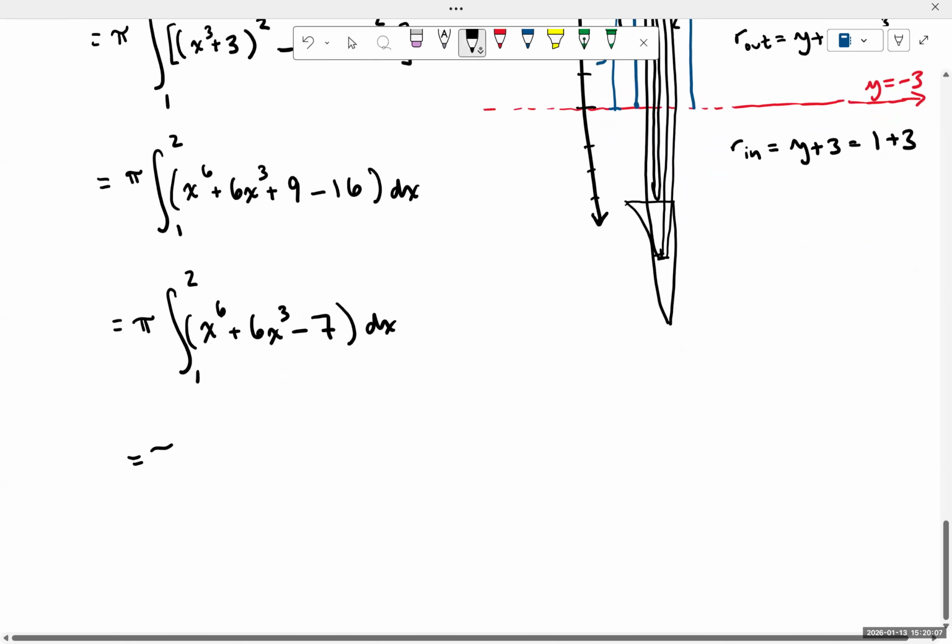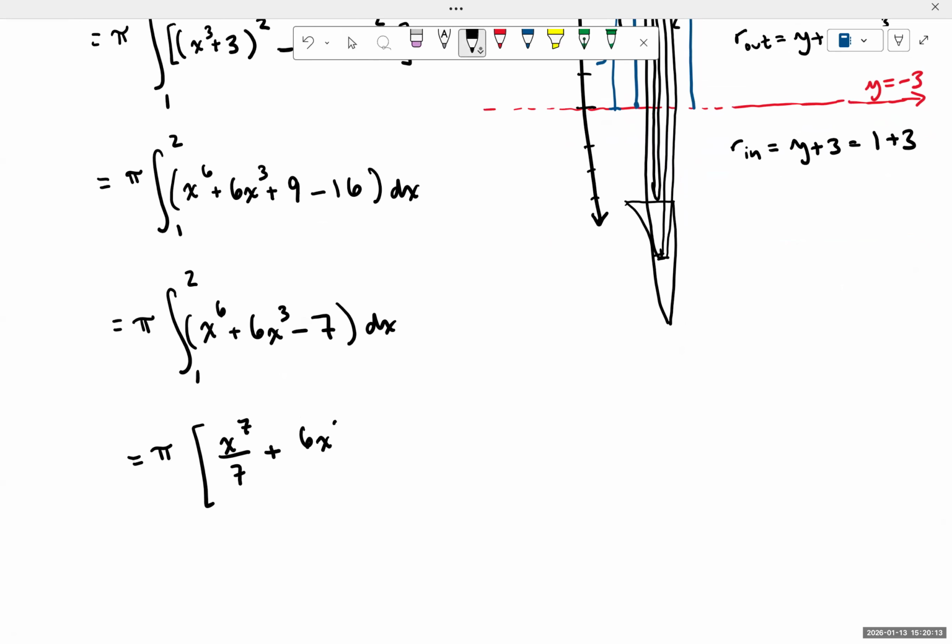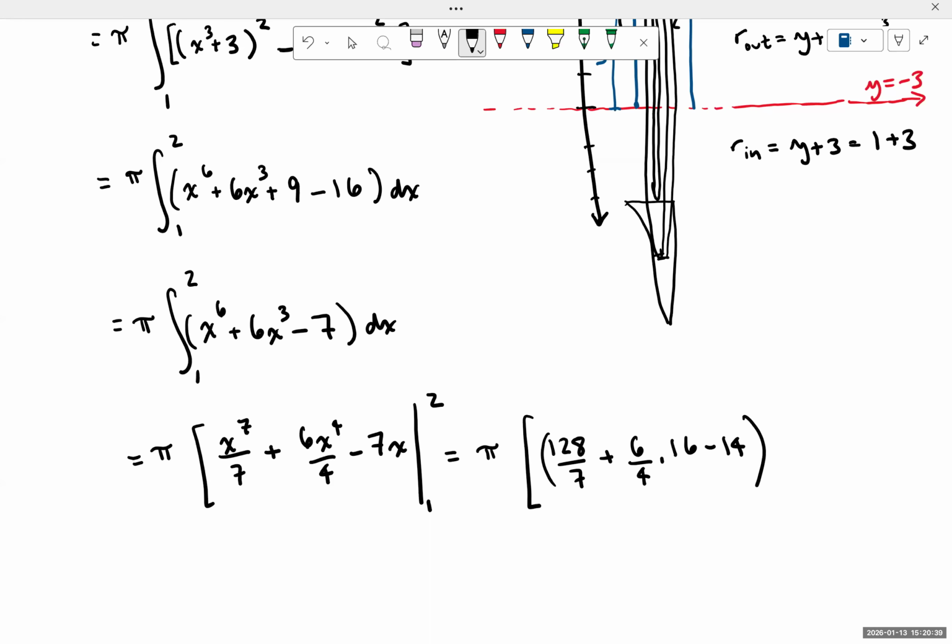And I'll just go through the rest of that. x to the 7 over 7 plus 6x to the 4 over 4 minus 7x. And then we evaluate this antiderivative from 1 to 2. We have to remember 2 to the 7th is 128. And this is 6/4 times 2 to the 4th, which is 16. And then this is 14. So these guys, minus 1/7 plus 6/4 minus 7.